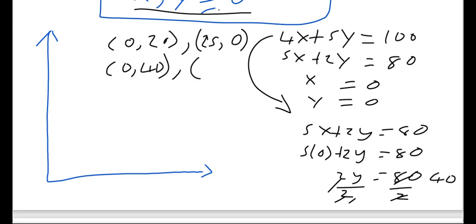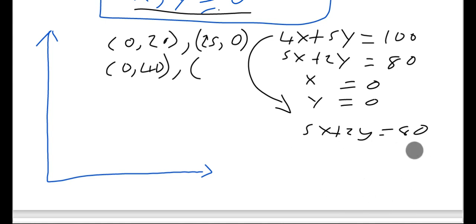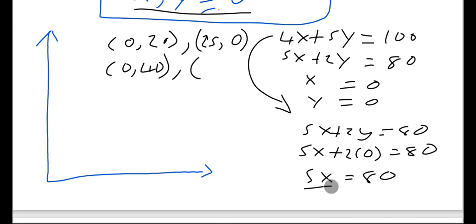Now the next point on that line is going to be, now let's make y to be 0. So when y is 0, you'll have 5x plus 2 times 0 is equals to 80. So 5x is equals to 80. Divide by 5, divide by 5. I believe this is 16. So when y is 0, x is 16.